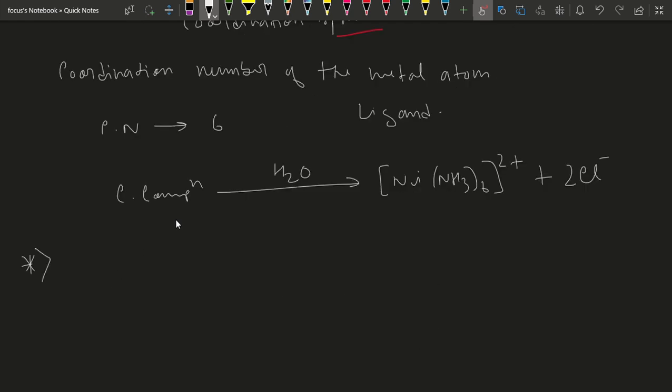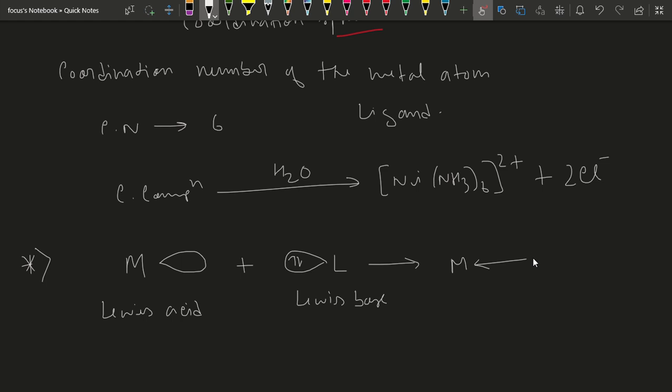In a coordination compound, the metal atom behaves like a Lewis acid, and the ligand group, which donates a pair of electrons, behaves as a Lewis base, eventually forming this metal-ligand coordinate bond.